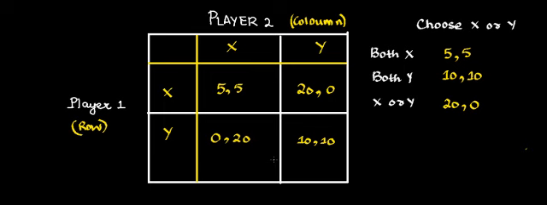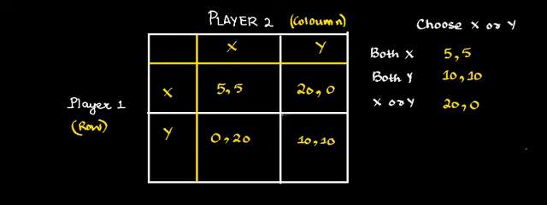Now let us look at it from the angle of player 2. If player 2 chooses X, then player 1 has to choose from either this or this. So the best strategy for player 1 is to choose X. If player 2 chooses Y, then the best strategy for player 1 is to choose from this or this. So it will go with this. So it will choose X again. So no matter what player 2 does, the best strategy for player 1 is to choose X.